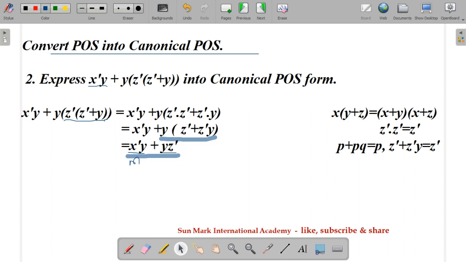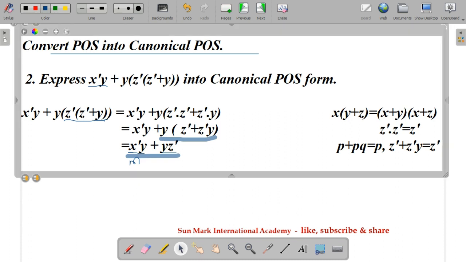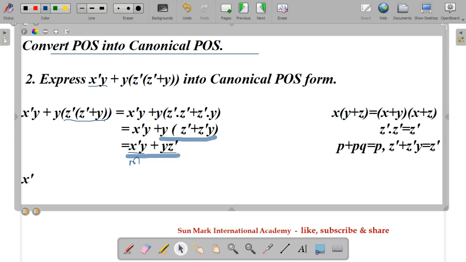For converting into POS, again we will apply some Boolean laws. So we can apply the Boolean law here. x dash y plus y z dash equal to, here we can consider the same distributive law. That means x plus y z equal to x plus y into x plus z. This is the second distributive law. So here we have written the second distributive law.